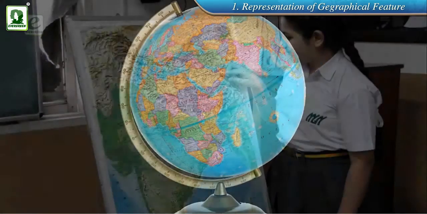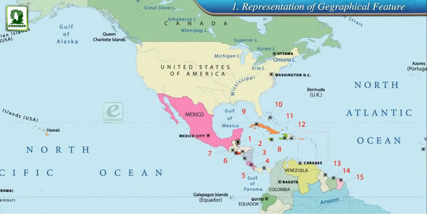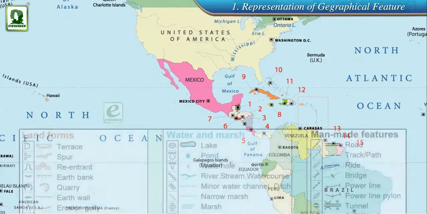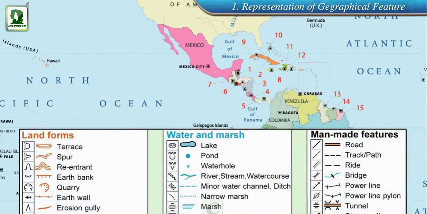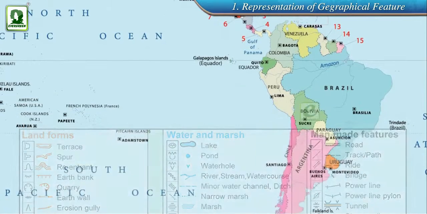Like globes, maps are also used to find places on Earth. A map has a generally flat surface. It has a symbolic representation of parts of the Earth and is drawn to scale.